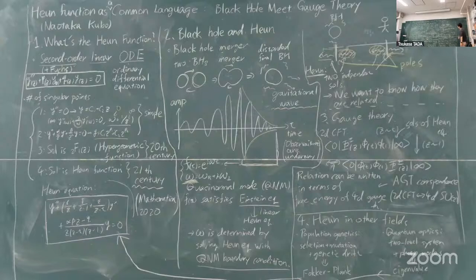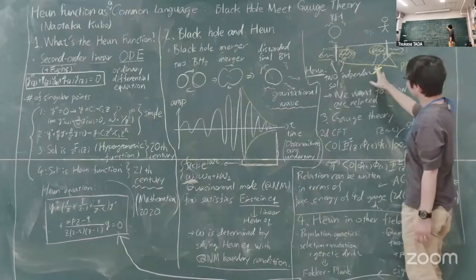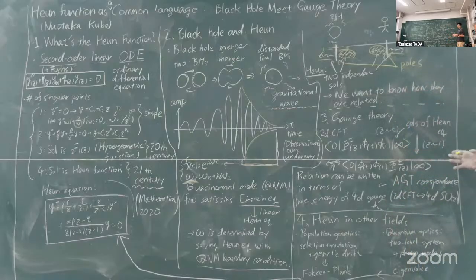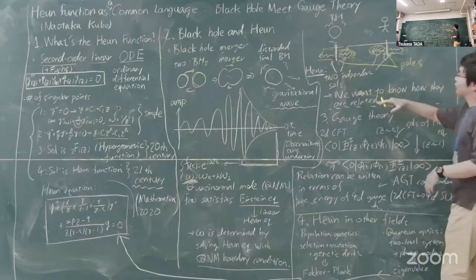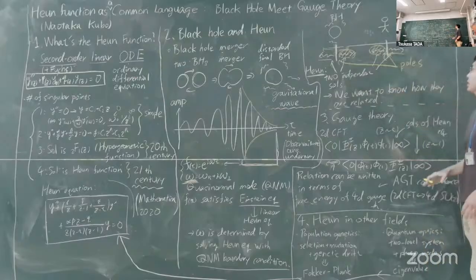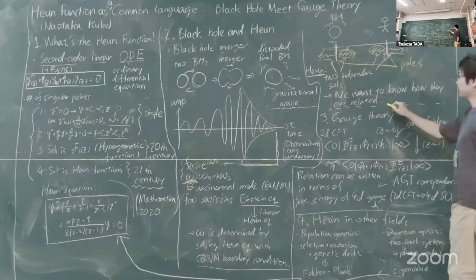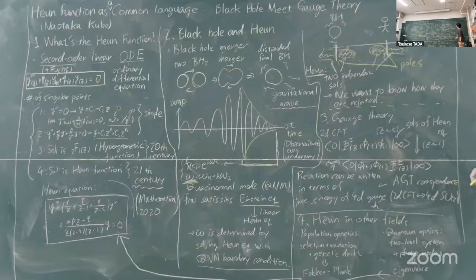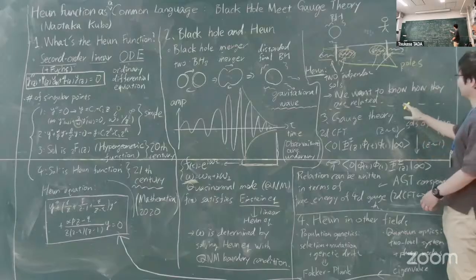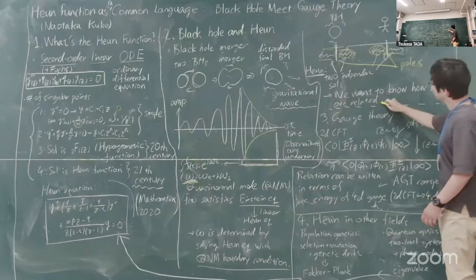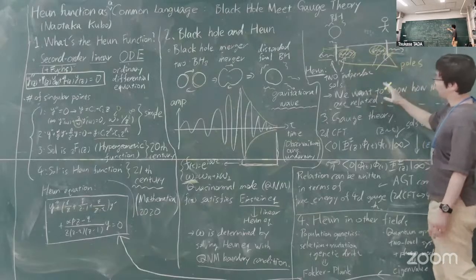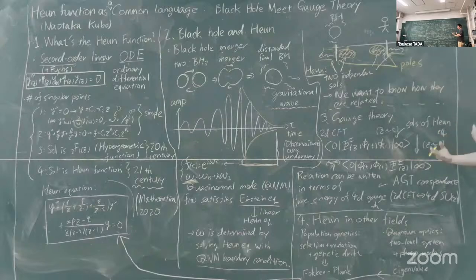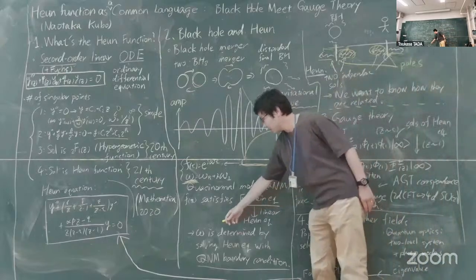So in that sense, in terms of the Heun function, we want to know how the two solutions around different poles are related to each other. If we know that, then we can impose this boundary condition. And then by solving that equation, we obtain the quasinormal modes.